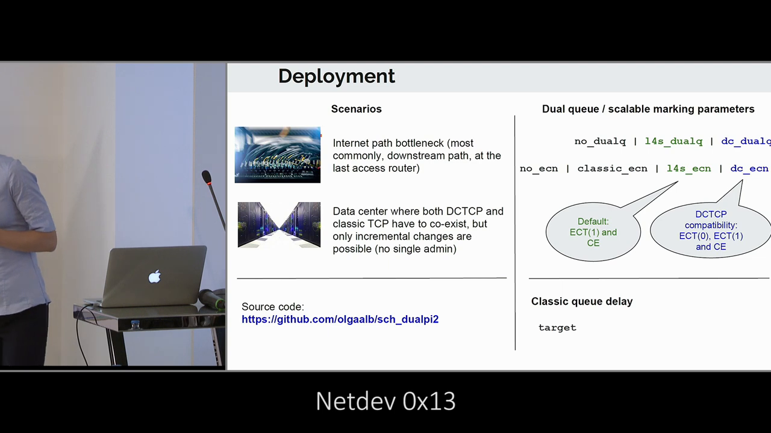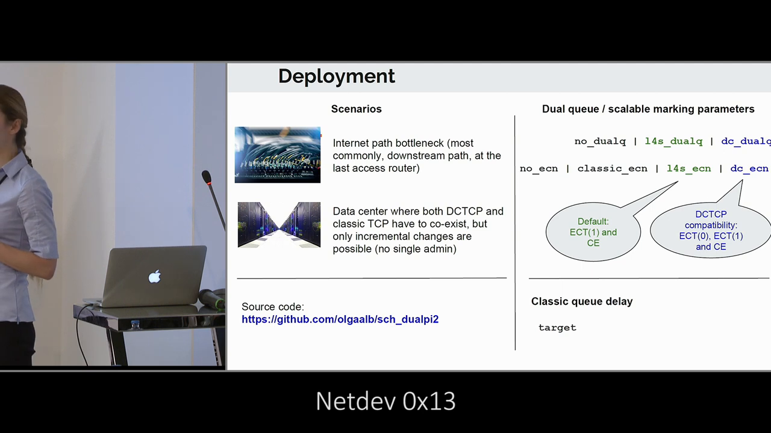I wasn't going into too much detail about how DualPI2 is implemented, because I think that is going to take a lot of time, and I can answer questions later if there are some. The main thing that I would like to focus on is how to use DualPI2 and how to deploy it. So the first deployment scenario that we target is an internet path.